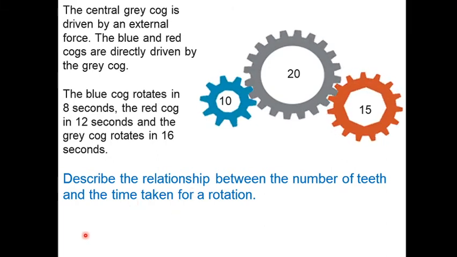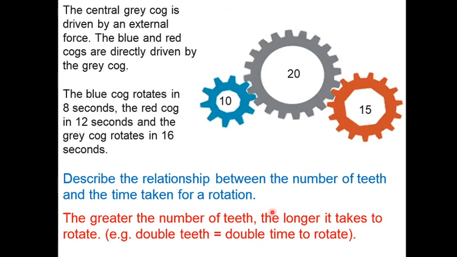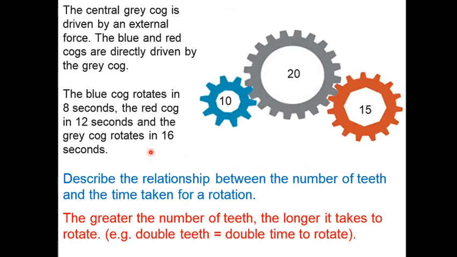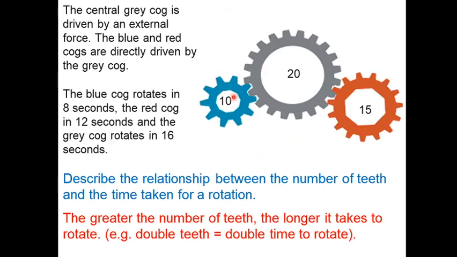Well, if you've got a larger number of teeth, then it's going to take a longer time to rotate. So here we've got double the number of teeth, so the 20 is going to take double the amount of time to rotate. So the larger gears are much slower than the smaller gears that they are clicking with.